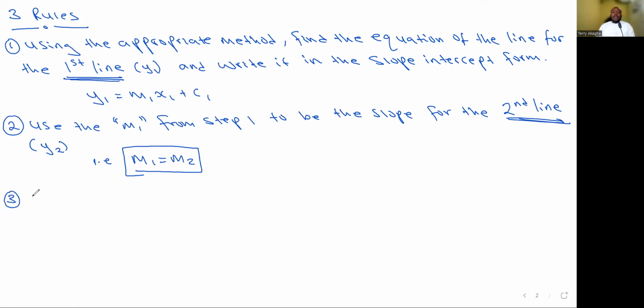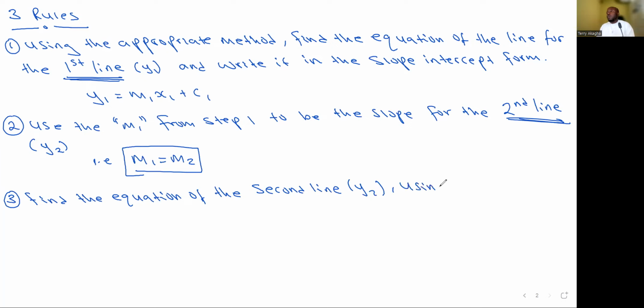Then after that, I'm going to find the equation of the second line, like the Y2, using the appropriate method.